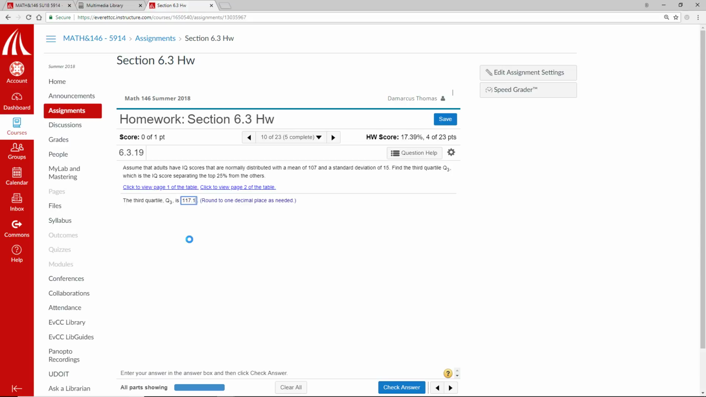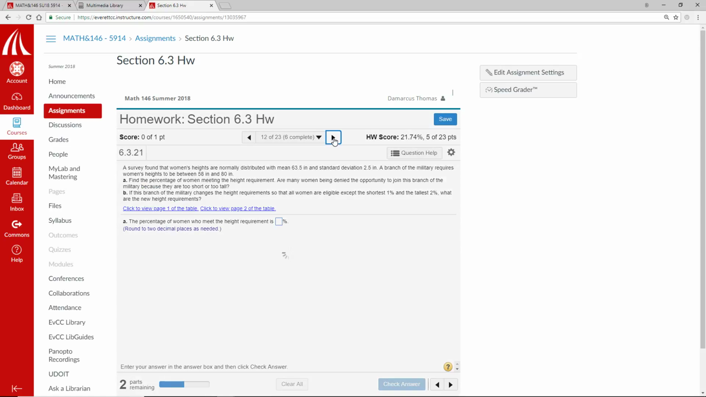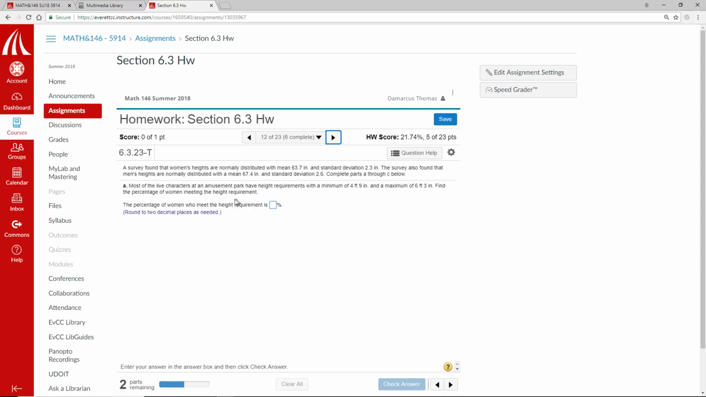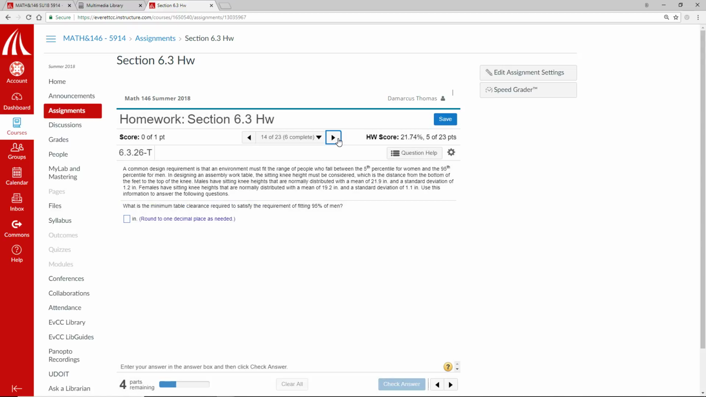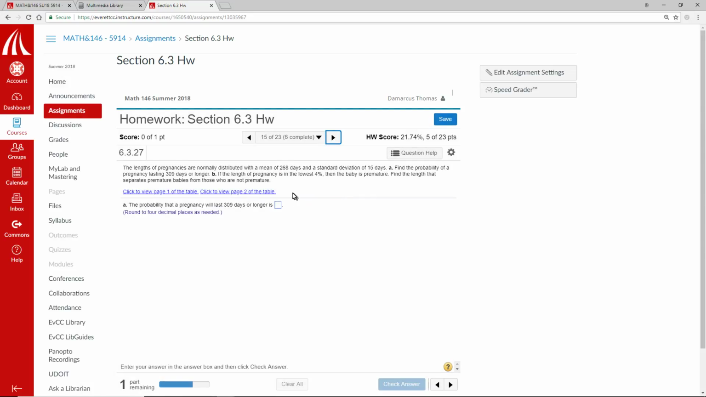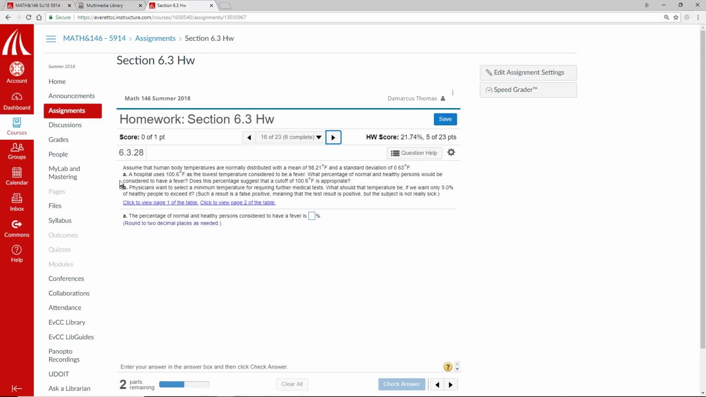All right. Now, let's just scan the others, just make sure they're all nice and straight. These are very straightforward problems. These are really good problems. Convert these to inches and then you're home free. Find the percentage of women that meet the requirement. This is your lower bound, this is your upper bound, your mean, and your deviation. Same thing over and over again. They're giving you your lower bound, your upper bound, your mean, and your deviation. These are really good problems.